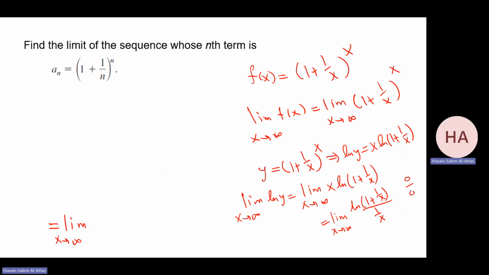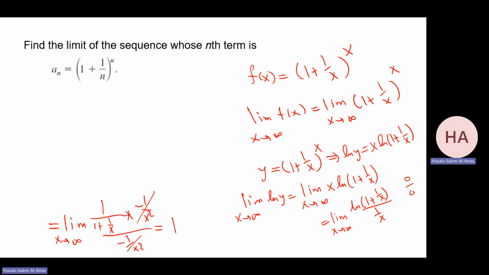So, do L'Hopital's rule, I have what? 1 over 1 plus 1 over x, times the derivative of the inside, minus 1 over x square, over minus 1 over x square. That gives me what? This cancelled. As x goes to infinity, that gives me 1.